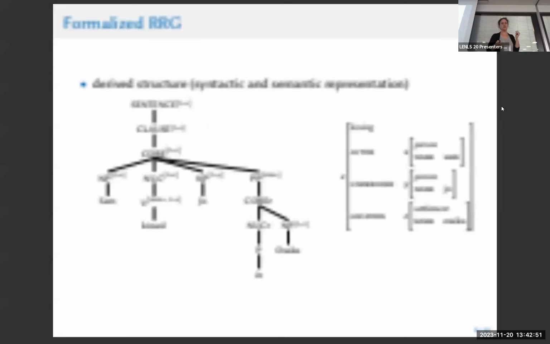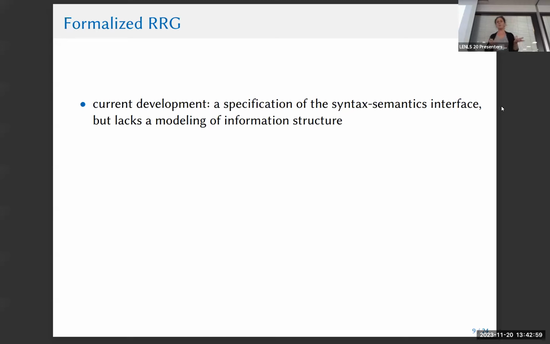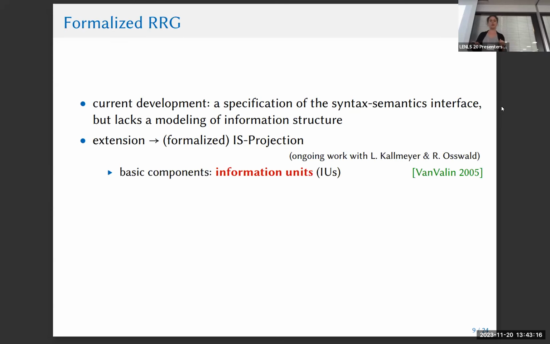And then, okay, this is very cool. There are a lot of phenomena discussed with Kamer and Oswald, etc., on the syntax-semantics interface. So we have that. But in the current development, you think, okay, but where is information structure then? How do you do that? That is lacking. So this is something that we have to do. And the extension, a formalized version of the information structure projection, is ongoing work.